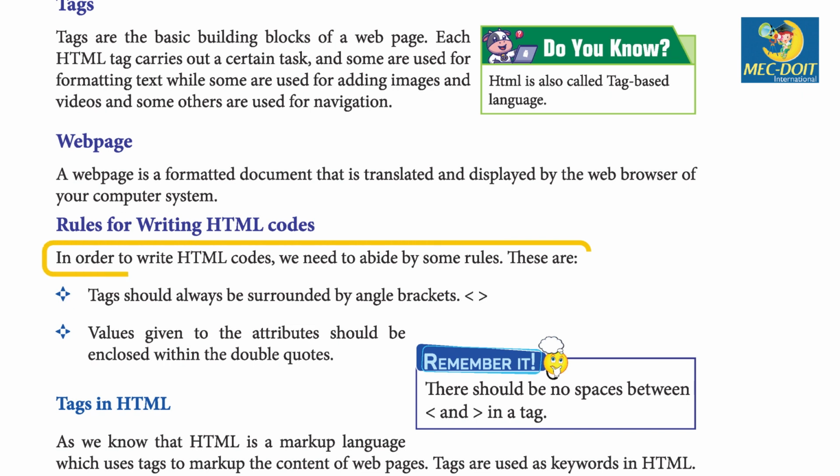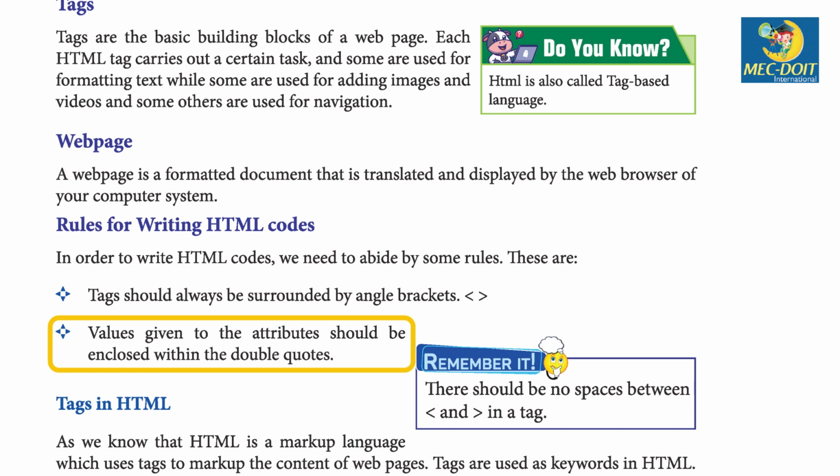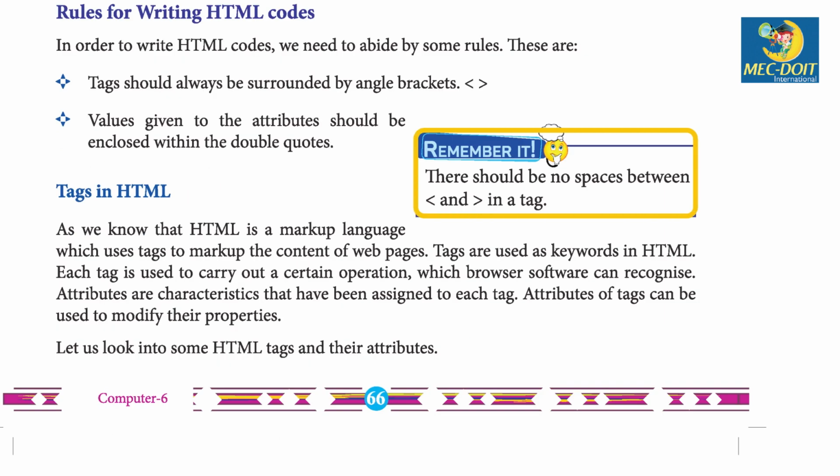Rules for writing HTML codes. In order to write HTML codes, we need to abide by some rules. These are: tags should always be surrounded by angle brackets. Values given to the attributes should be enclosed with double quotes. Remember it. There should be no spaces between brackets in a tag.